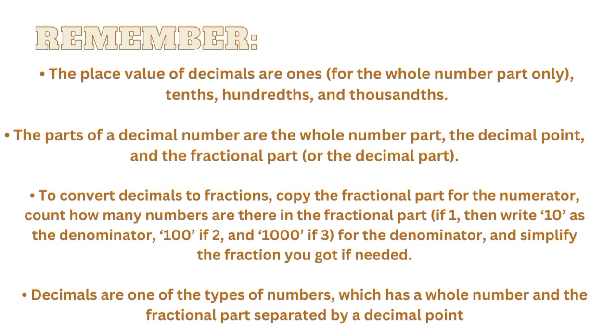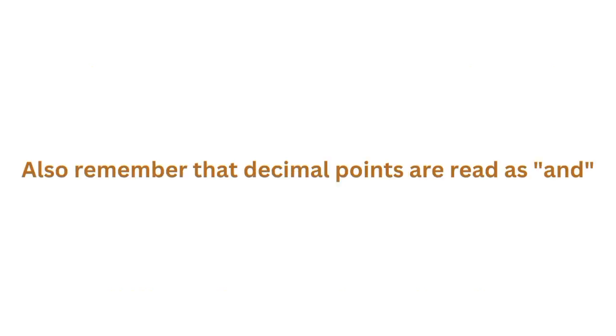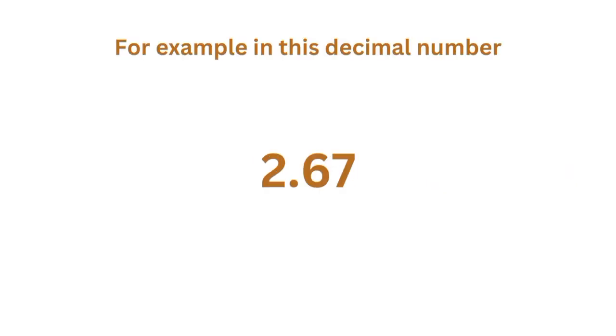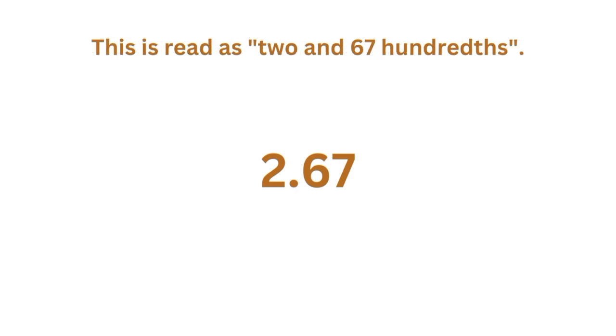Decimals are one of the types of numbers, which has a whole number and the fractional part separated by a decimal point. Also remember that decimal points are read as "and". For example, in this decimal number, it is read as 2 67 hundredths.